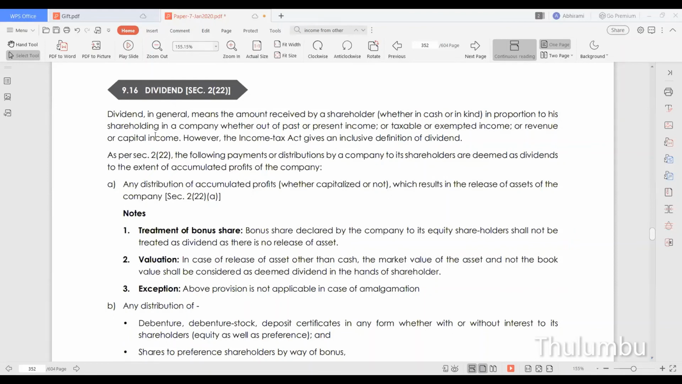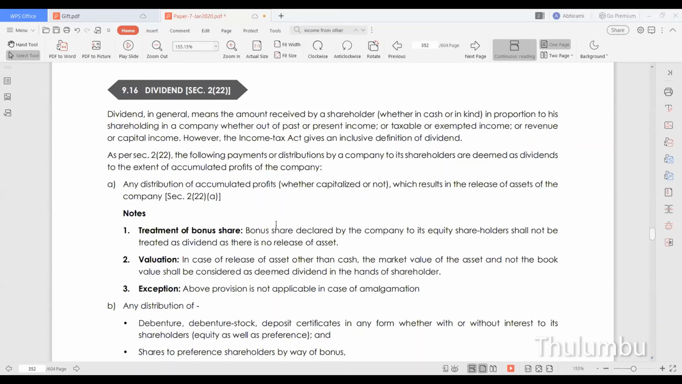So next, this is important concept-wise, though questions have not been asked much in exams, but it is an important concept. Dividend under section 2(22). Here we have around 5 subsections: under section 2(22), we have A, B, C, D, E. Each of these amounts is considered to be a dividend. The first one is any distribution of accumulated profits which results in release of assets of the company.